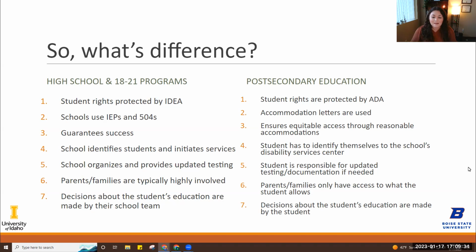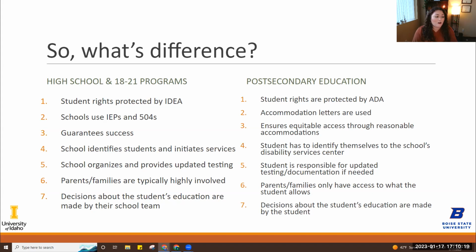Again, a big theme, especially tonight, as we talk about the interactive process, is that in high school, parents and families are typically highly involved, right? We want and we value family and parent participation in their students' education. And that's a big shift for students. That's a big shift for families once students move into post-secondary ed, because in colleges, parents will only have access to what students allow. So anytime a parent is joining an intake meeting with me, I always make sure I have the student's permission that the parent can join, making sure that the student is okay with that decision.